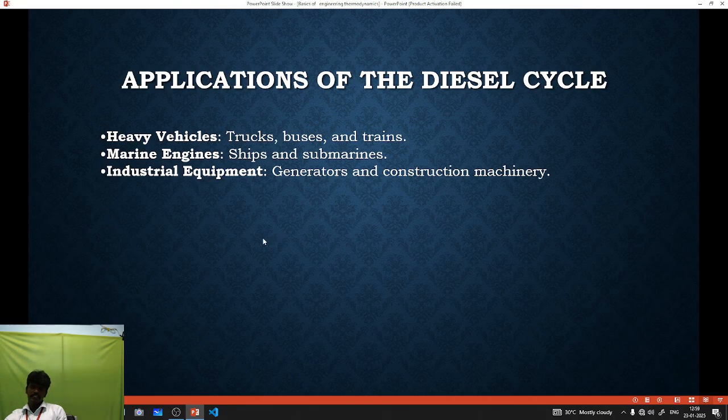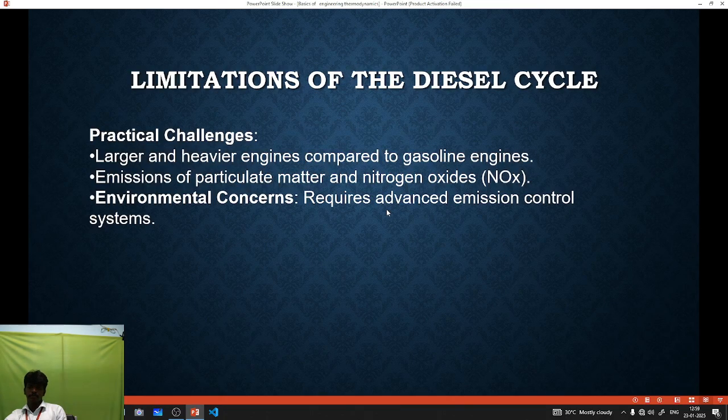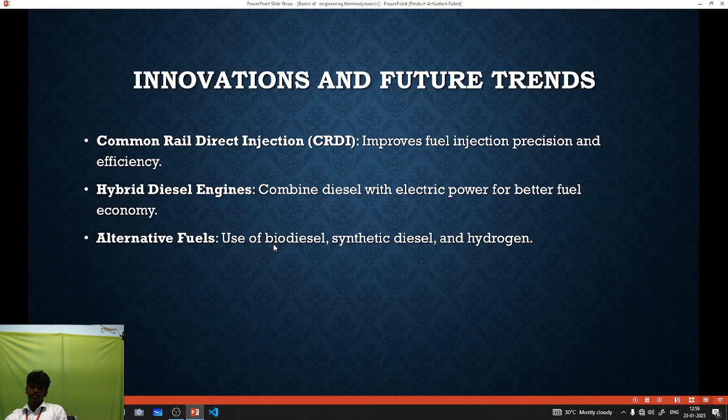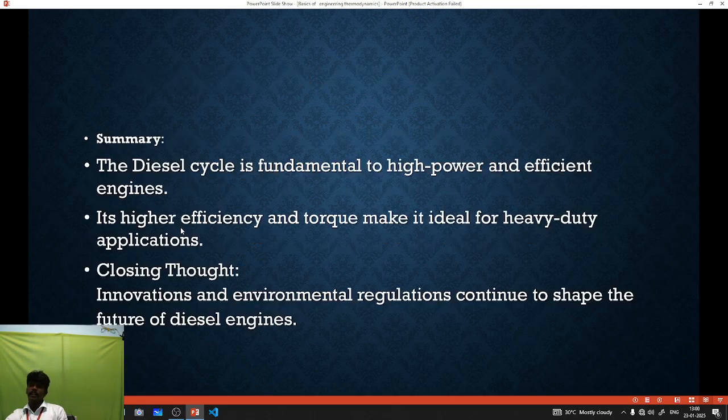The applications of the diesel cycle are heavy vehicles, trucks, buses, trains, marine engines, ships and submarines, industrial equipment, generators and construction machinery. Practical challenges are larger and heavier engines compared to gasoline engines, and emissions of particulate matter and nitrogen oxide (NOx). Environmental concerns require advanced emission control systems. Innovation and future trends include common rail injection systems, hybrid diesel engines combining diesel with electric power for better fuel economy, and alternative fuels such as biodiesel, synthetic diesel and hydrogen.